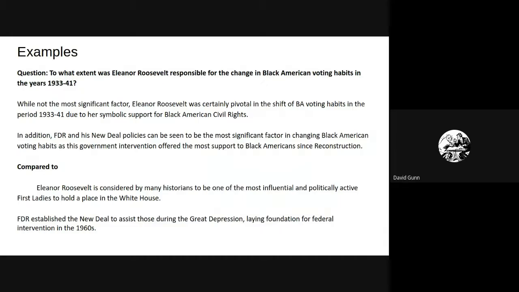And if you compare it to two others here, Eleanor Roosevelt is considered by many historians to be one of the most influential and politically active first ladies to hold a place in the White House. It's not really engaging with the question, is it, about voting habits? It's talking about Eleanor Roosevelt quite generally. And the last one, FDR established the New Deal to assist those during the Great Depression, laying foundation for federal intervention in the 1960s. Okay, yeah, that's correct, but it's not really engaging with the question. And they're not pushing your argument along. You're not prioritizing. It's not helping your argument with the question.